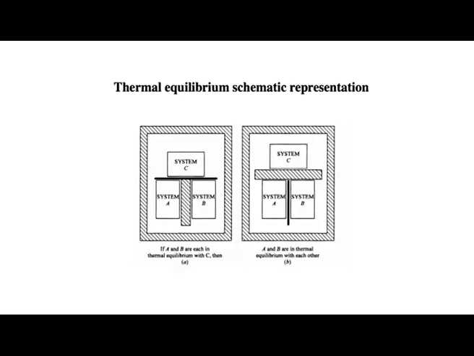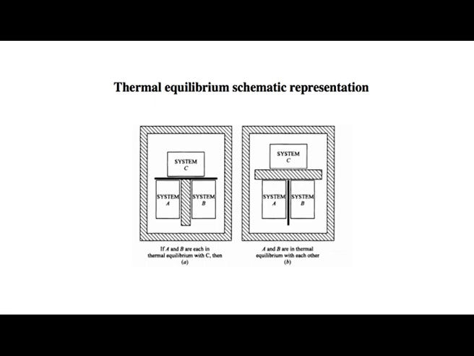Thermal equilibrium schematic representation is here. From this figure, it is clear that A and B are two systems separated from each other by an adiabatic wall, but each is in contact with a third system C through a diathermic wall, the whole assembly being surrounded by an adiabatic wall. The two systems will come to thermal equilibrium with the third system. Here no further change will occur if the adiabatic wall separating A and B is then replaced by a diathermic wall. The second figure is shown.